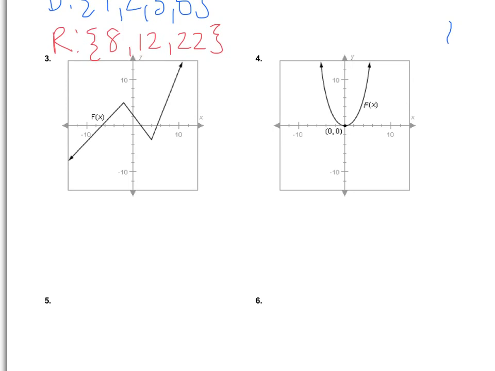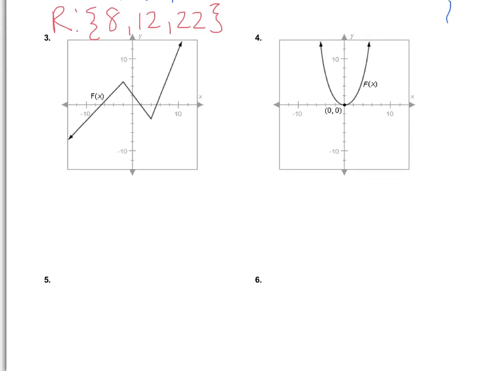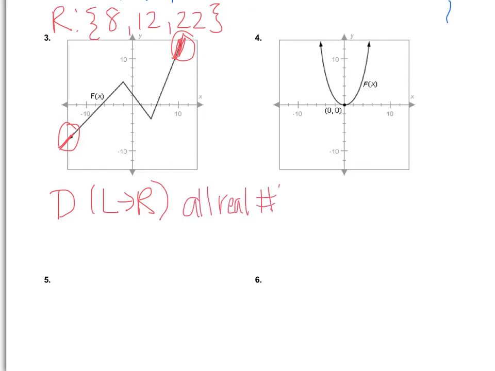All right, looking at 3, I'm supposed to find the domain and the range of the graph. So recall for my domain, I'm reading it from left to right. So I'm looking for the left side of the graph and the right side of the graph. Well, there's arrows there for both of those, so that means it's going to go on forever. So my domain is going to be all real numbers. Okay. For my range, I read my range from bottom to top.